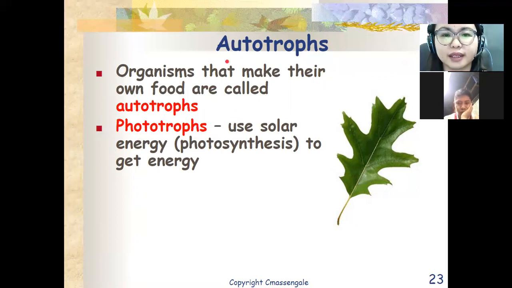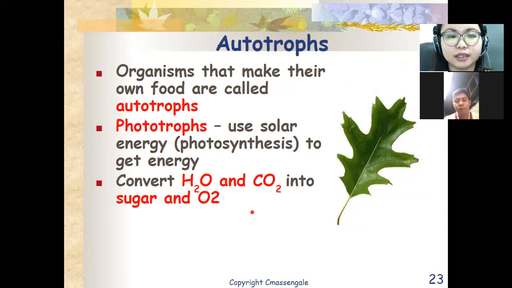So in relation to the photosynthetic characteristic of plants, there are what we call autotrophs. These are organisms that make their own food, which are called autotrophs. So plants generally are autotrophs. There are also phototrophs, which use solar energy or photosynthesis to get energy.